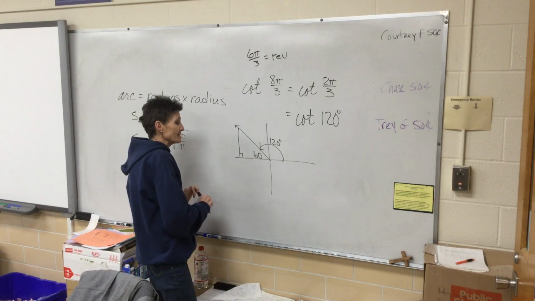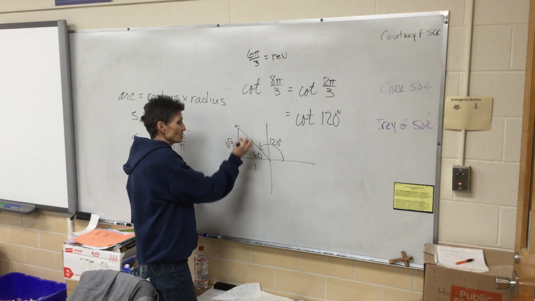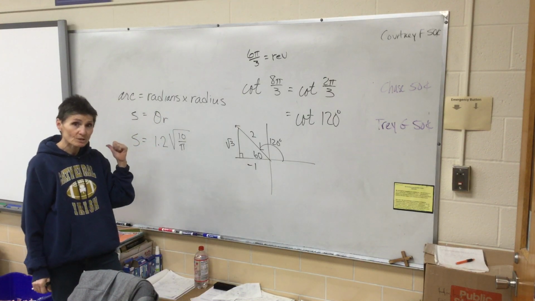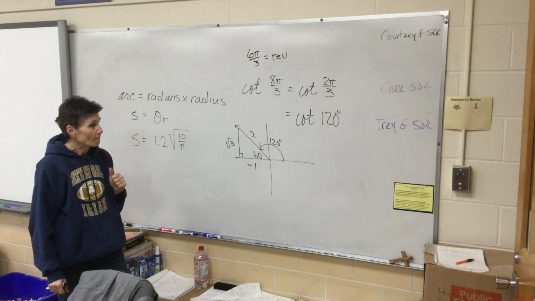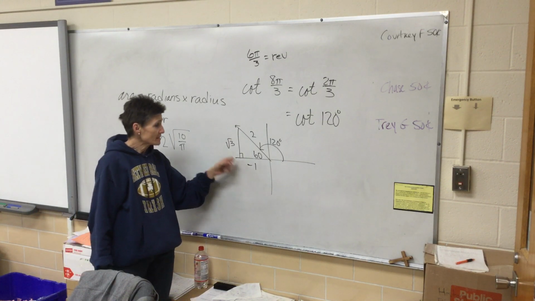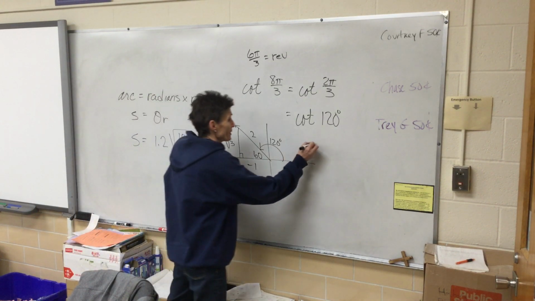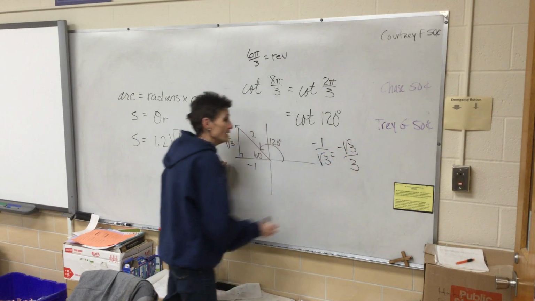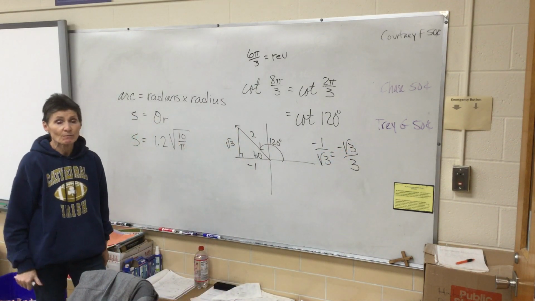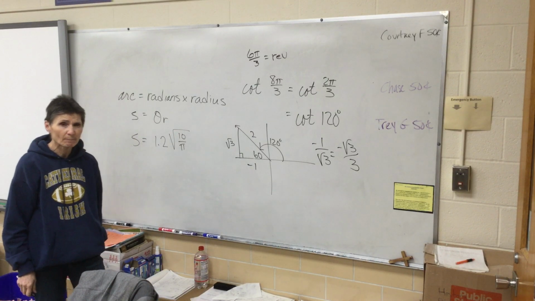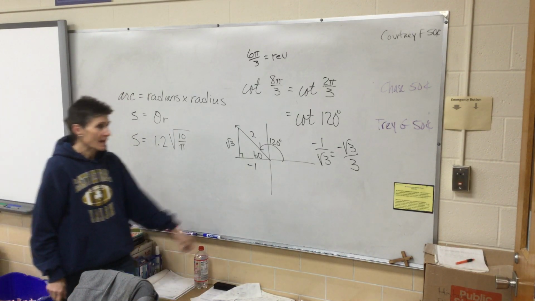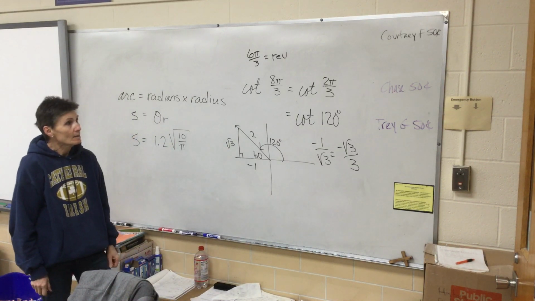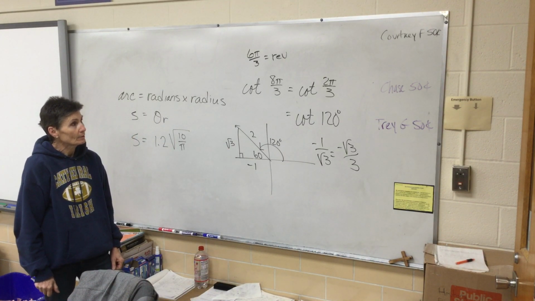So if that's a 60, then I know this is a root 3, this is a 1, this is a 2, and that has to be negative because I'm in quadrant 2, negative x. Cotangent is adjacent over opposite, so that'll be negative 1 over root 3 or negative root 3 over 3. So if you have another means, if you're using your unit circle, for example, you should get exactly that same answer, negative 1 over root 3 for the cotangent of 120.